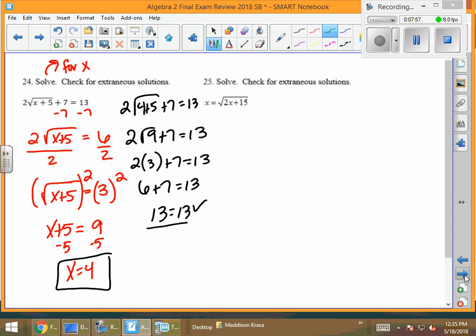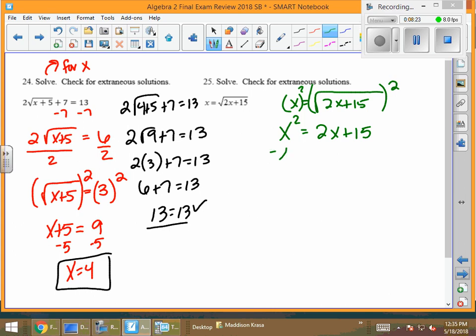Now when we get to something like 25, I'm going to go ahead and rewrite that. We can go ahead and square both sides because that square root is alone. So we can square both sides. So I'll have x squared equals 2x plus 15. And you can do this one of two ways. You can move the 2x and the 15 over, or you can move over the x squared. I'm just going to go ahead and move over my x squared, make life a little easier here.